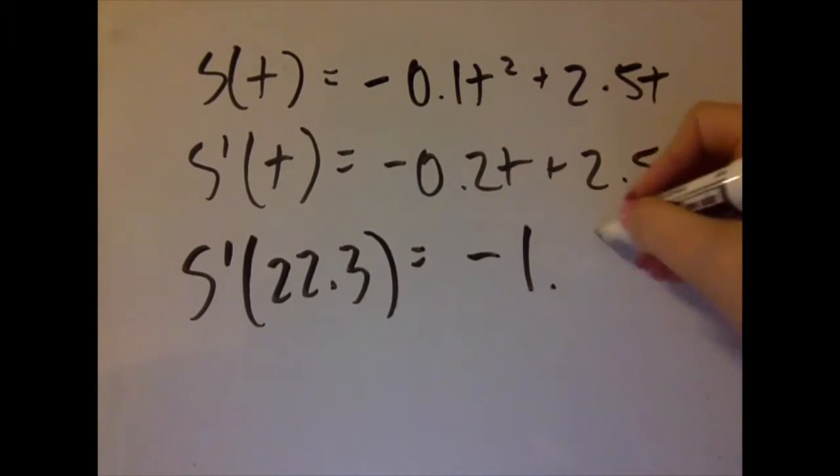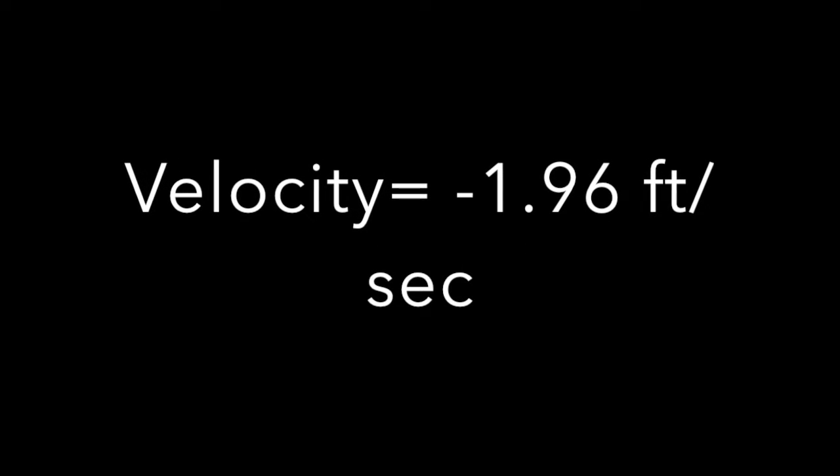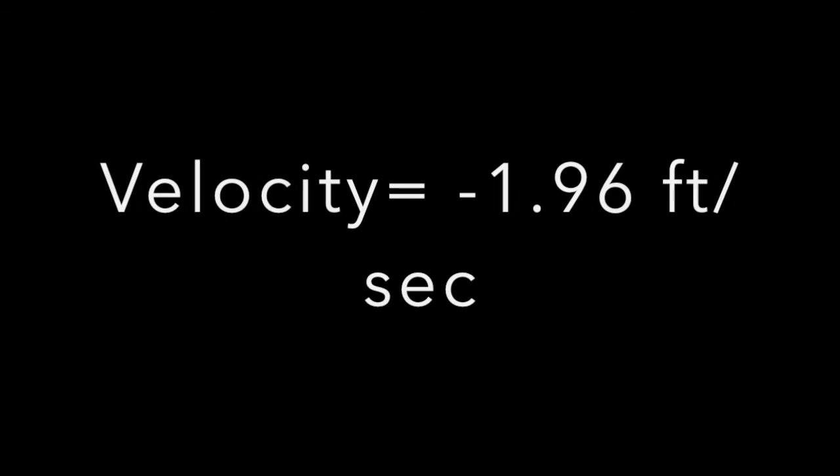Our final answer is that the ball is traveling at negative 1.96 feet per second when it comes into contact with the 6-foot-tall player. In this situation, calculus was applied to find the travel height and velocity of the ball so that the receiving player could adjust his or her position for the header.